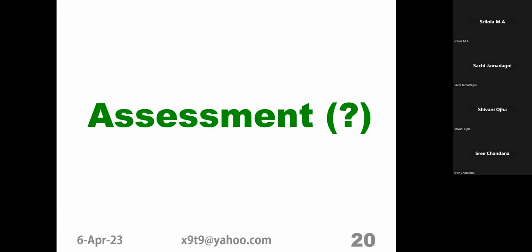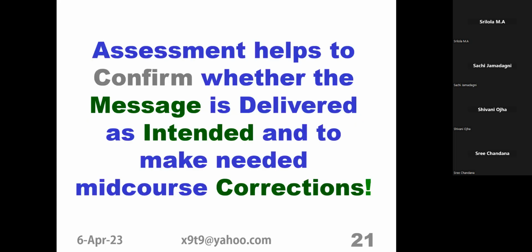So we will always have some assessment to check whether what we have delivered has actually met the requirements. So feedback is very important.